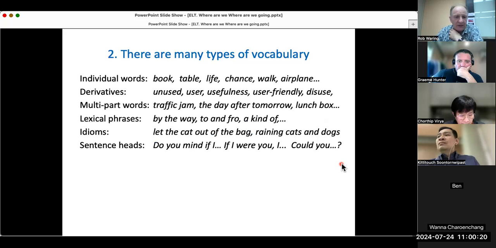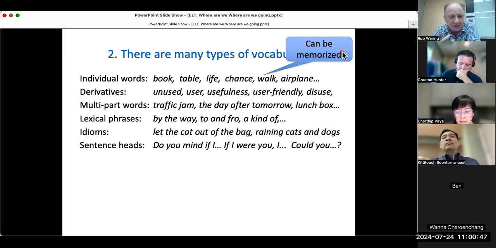There are many types of vocabulary. Here are some that you're familiar with. Individual words, their derived forms, multi-part words, lexical phrases, idioms, sentence heads. All of these are in need of teaching and learning. The advantage with these is because we have a very clear form and meaning relationship. You can see a book, you can translate it, you can see what table is, you know what it means. These things can be memorized. You can put them into some kind of systematic vocabulary learning program. Some word lists, hopefully spaced repetition lists, that will help the students to learn. These can be learned intentionally.